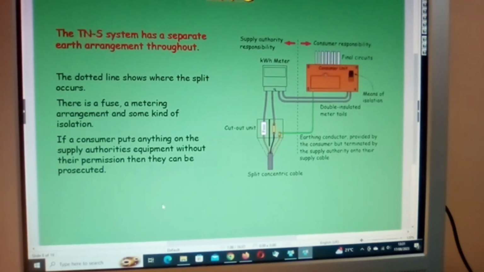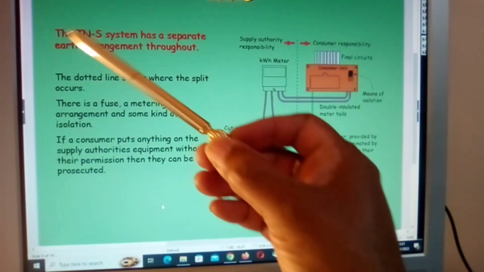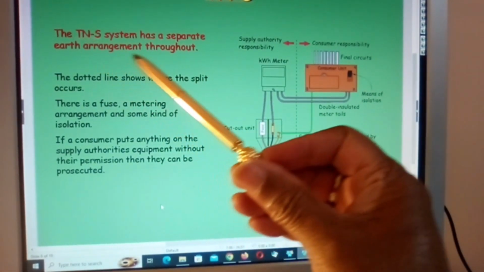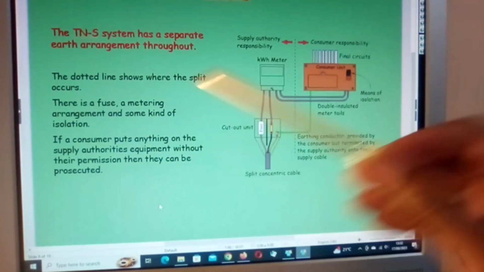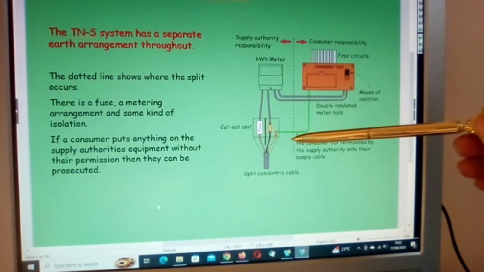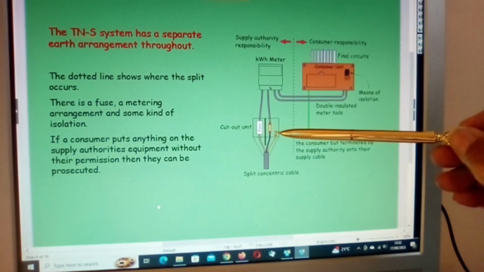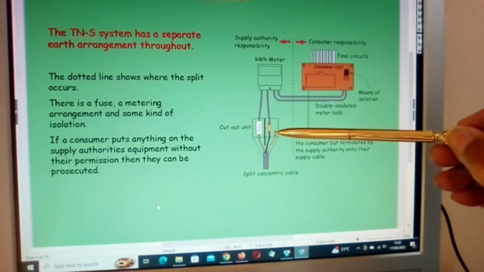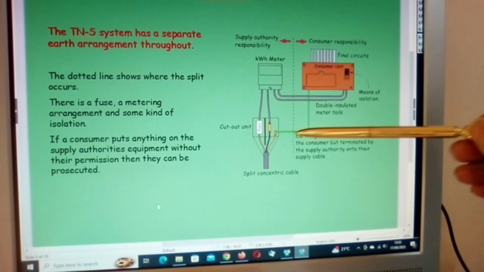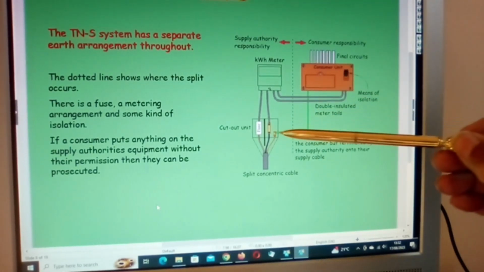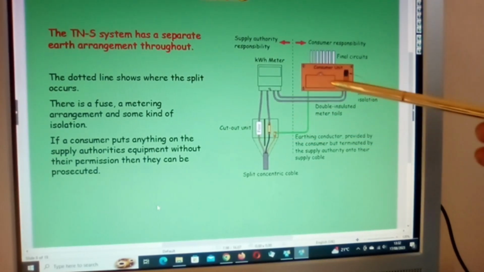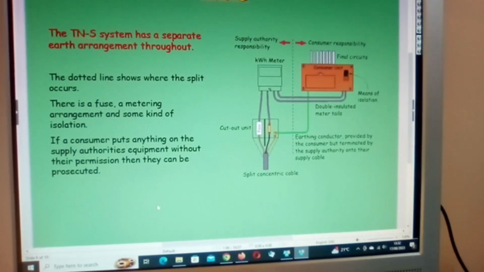Now here is showing you a TN-S system. The TN-S system has a separate earth arrangement throughout. The dotted line shows where the split occurs. Here's your earth, and it will be bonded to the consumer unit, which will then be earthed to this. And that earth would be consistently separate to anything else.